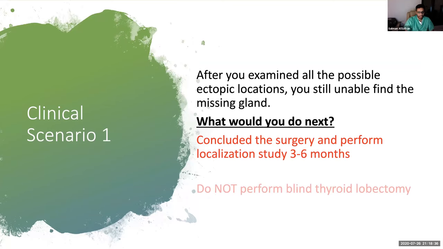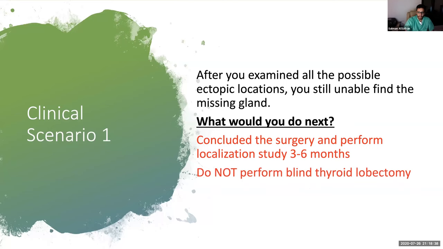Also, do not perform a blind thyroid lobectomy, okay? I know you can find it in the books, but do not perform a blind thyroid lobectomy thinking that you're going to find it. If you just put an ultrasound over the thyroid, you would find if there is an intrathyroid parathyroid, okay?